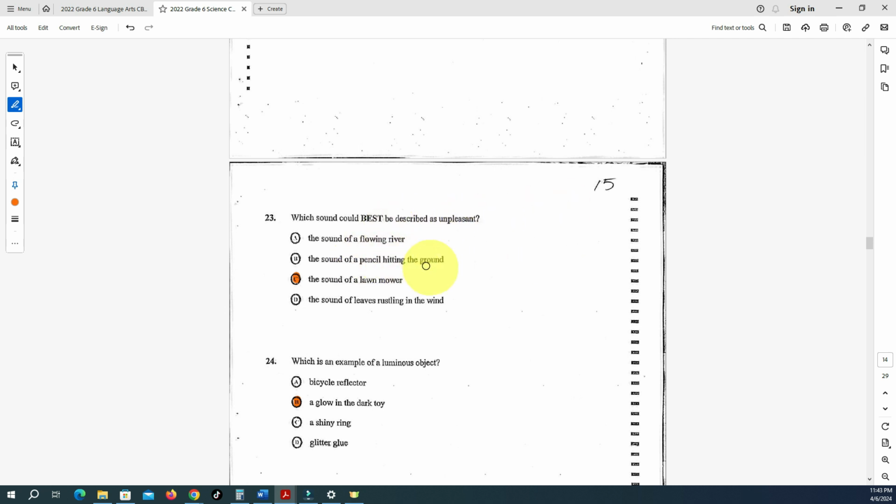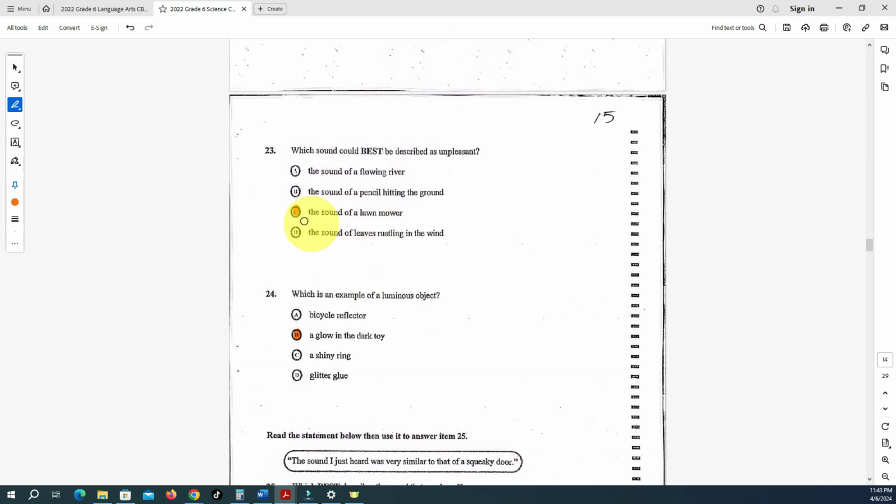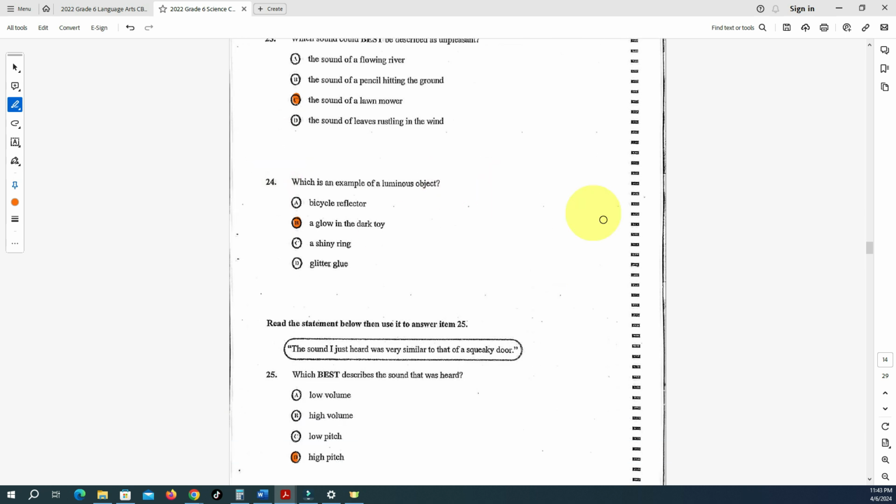All right, so which sound could best be described as unpleasant? The sound of a flowing river? No, I think sometimes I go by the river, I like the sound. The sound of a pencil hitting the ground? Not really, unless it's constant. The sound of a lawnmower? I don't like the sound of the lawnmower, so I chose that. What would you choose?